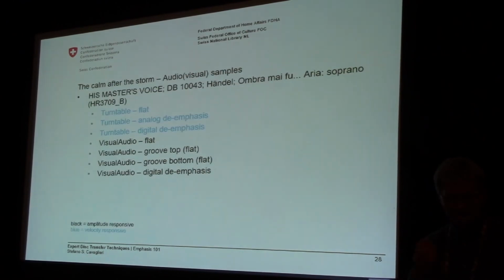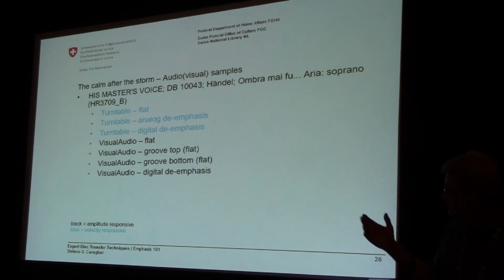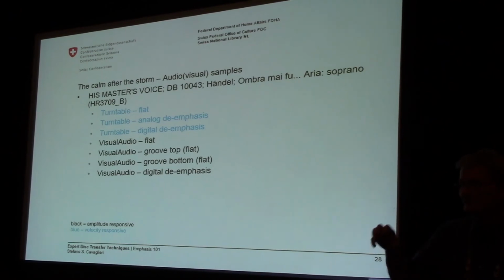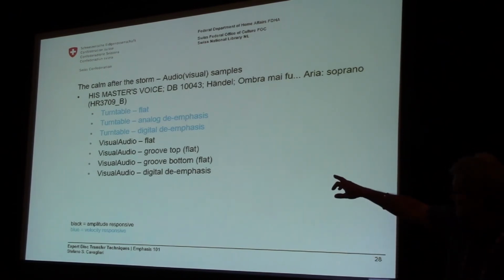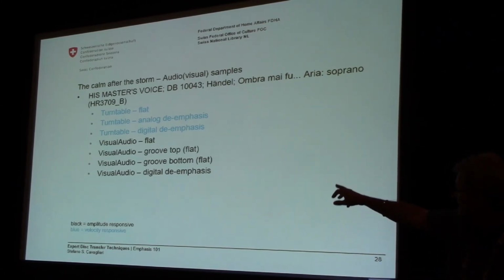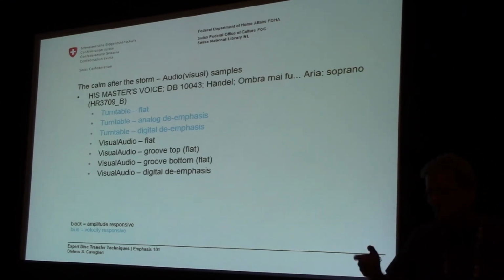So I'm running out of time. I'm probably already out of time. So at the very end, I will just play a couple of audio samples. The same record, the turntable with analog de-emphasis, with digital de-emphasis calculated and produced with our tool, and the same thing with VisualAudio. The same record captured with an optical system and with a digital de-emphasis applied, but the correct one. I mean, the right one for optical playback systems.